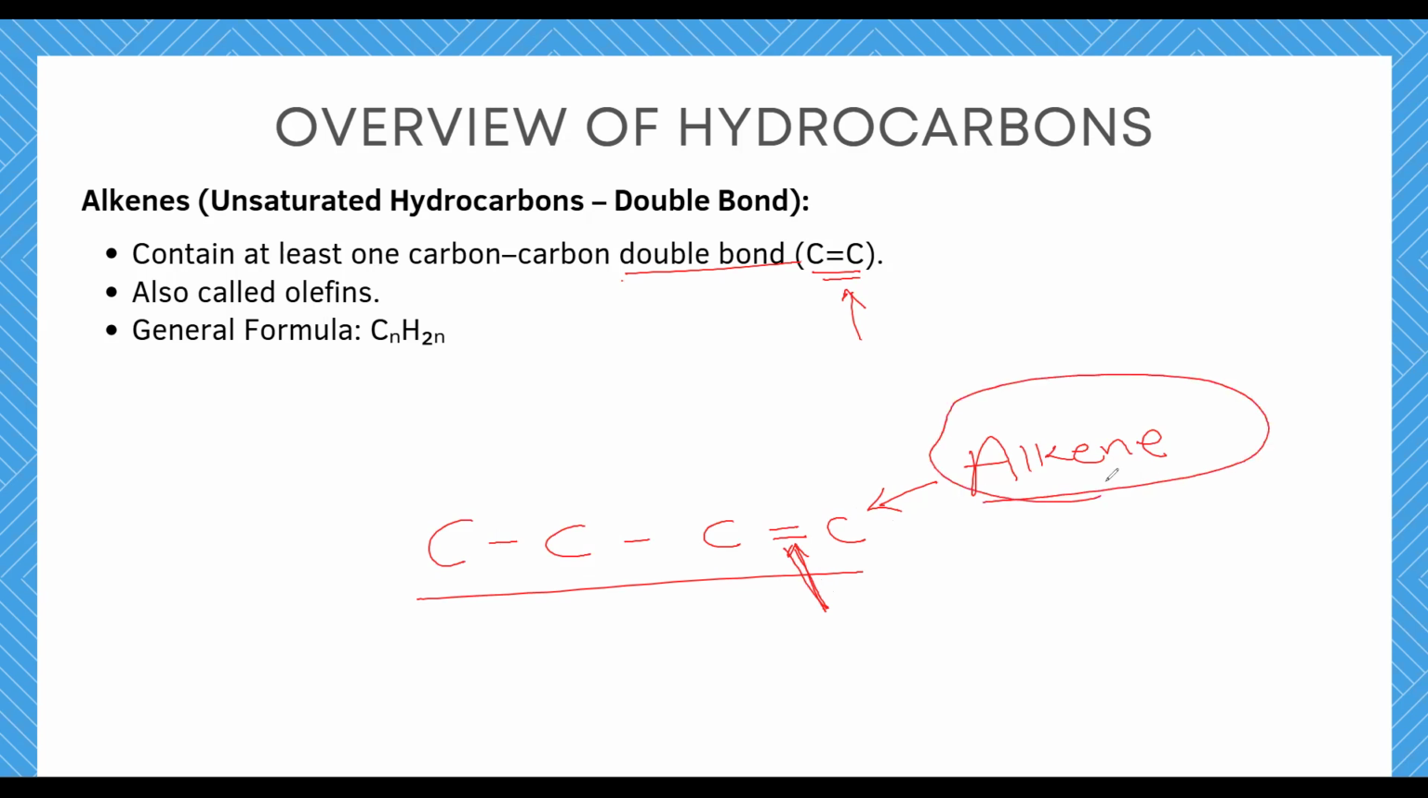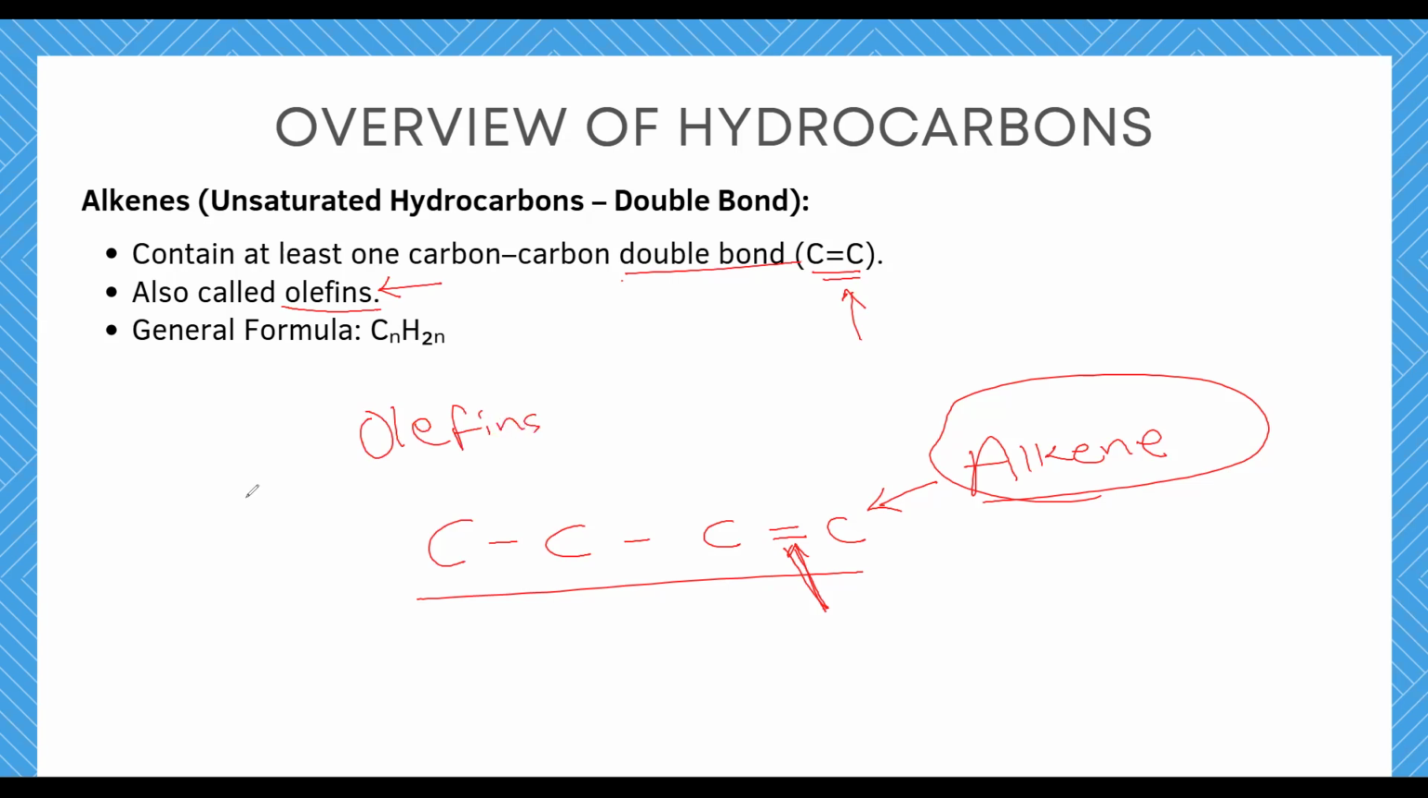Are you there? What is the other name for an alkene? I just labeled it now. The other name for alkenes is olefins. Say olefins. Good. That is the other name for alkenes.